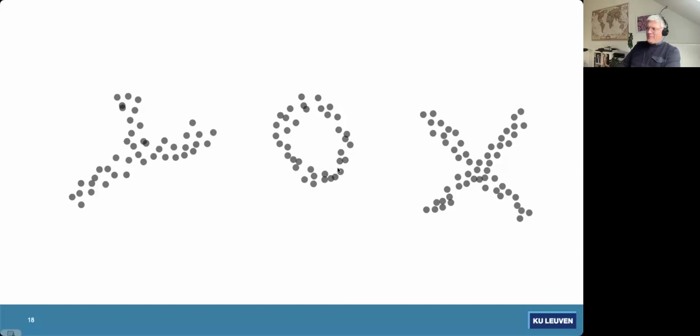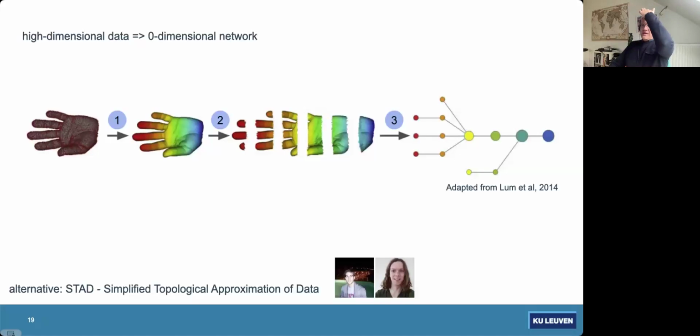But if a mouse gets better, then it's not the inverse of getting ill. Basically, it follows a different path. There's different ways to actually get to that underlying shape of data. The most well-known one is called mapper.